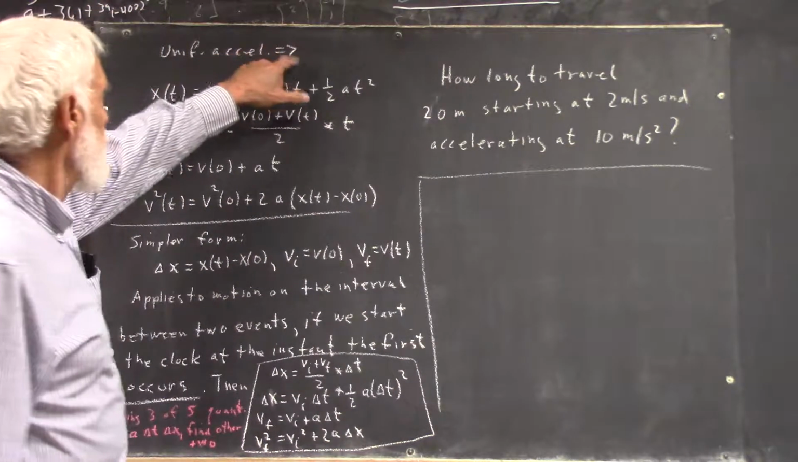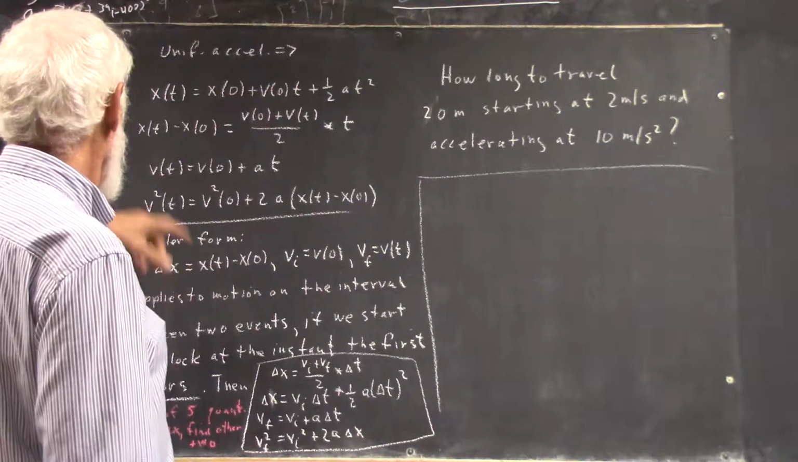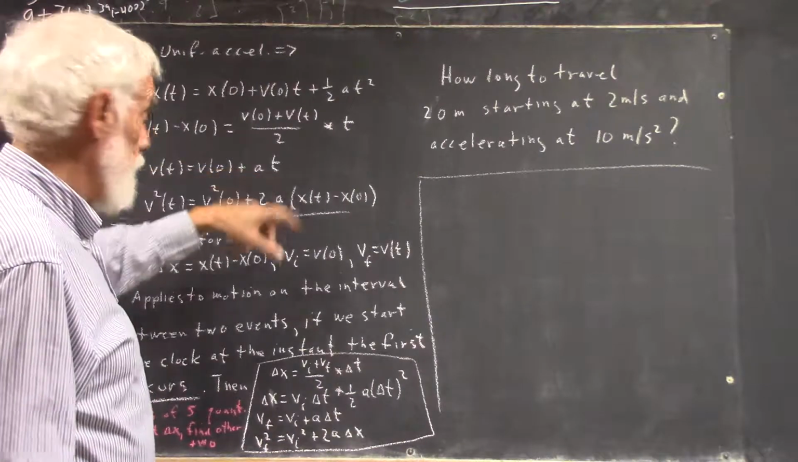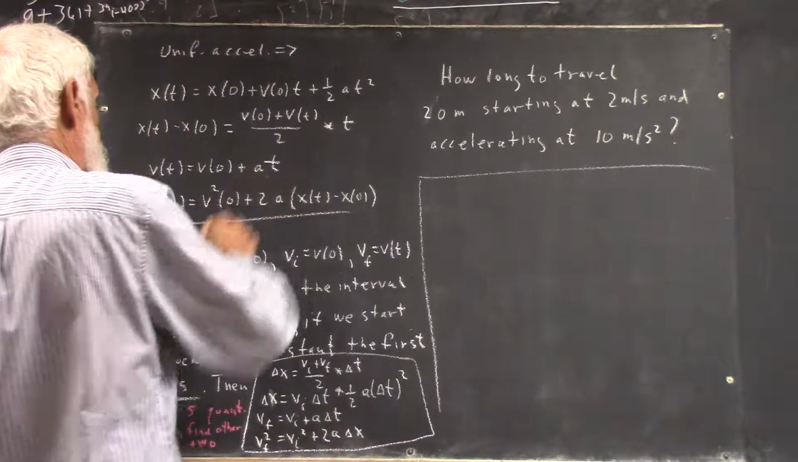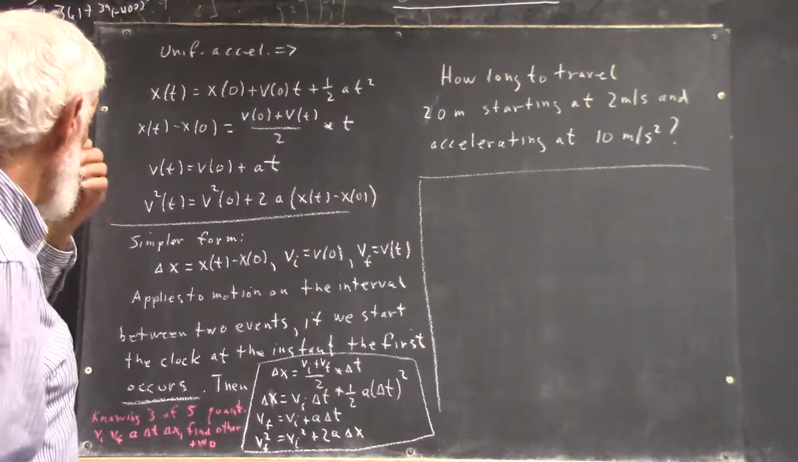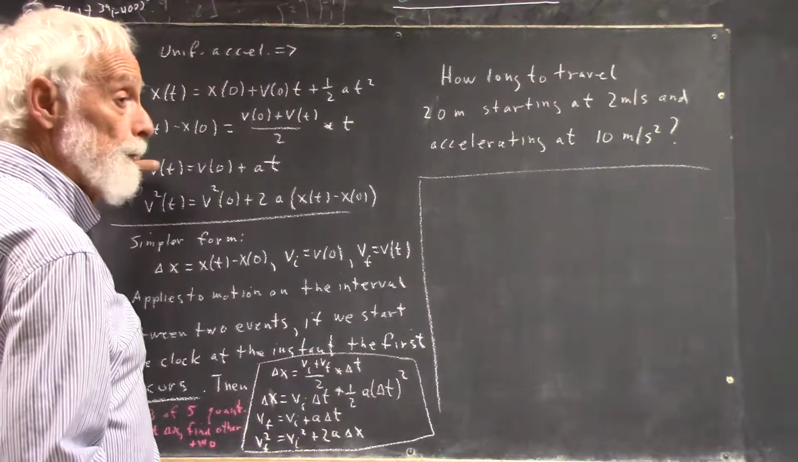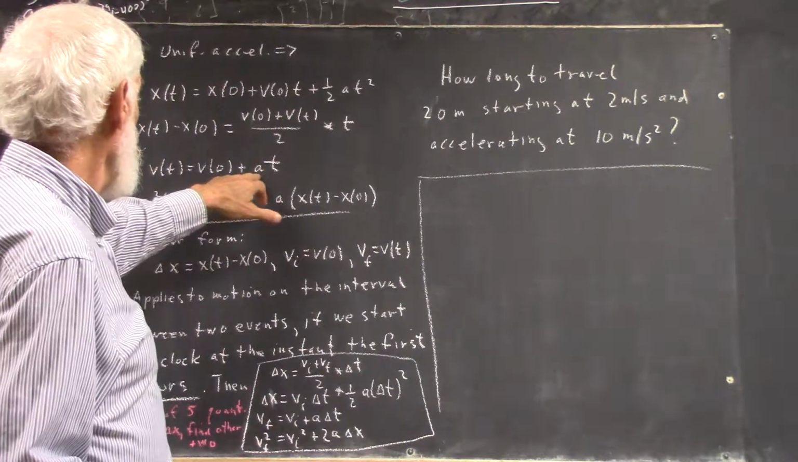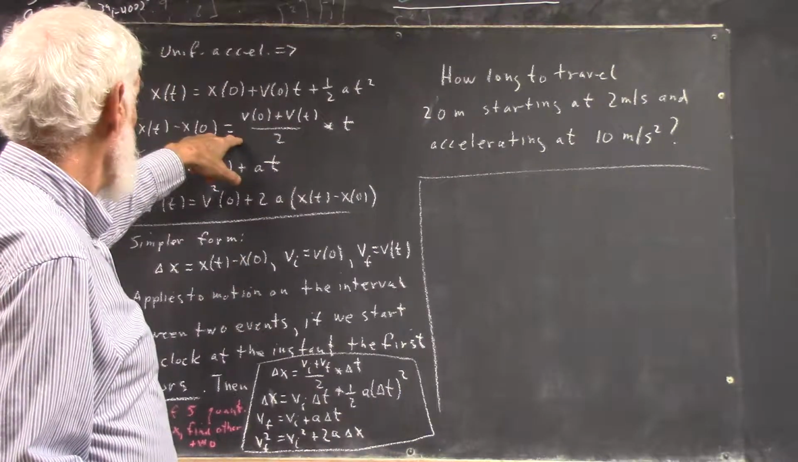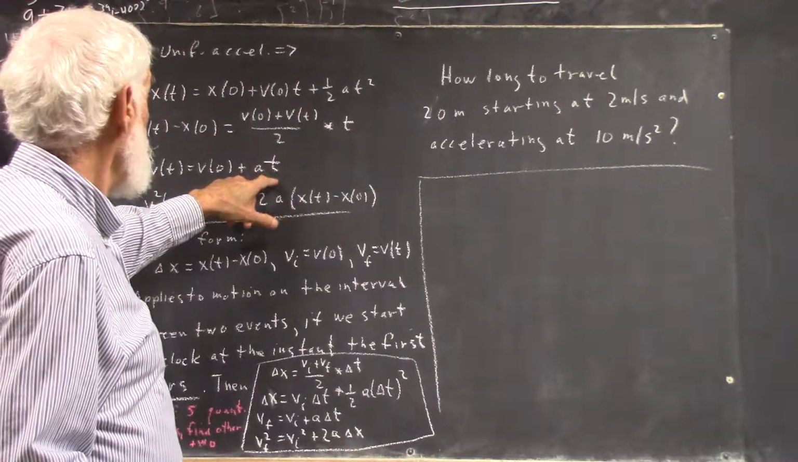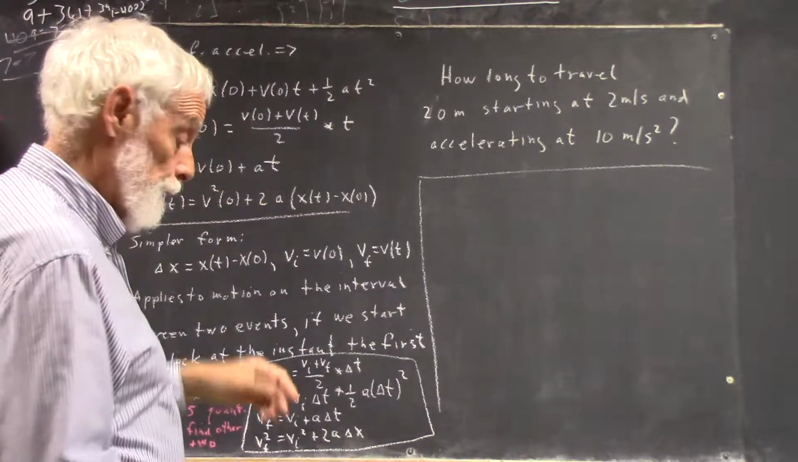Uniform acceleration implies that x of t equals this, the usual thing. Also that v of t is v of 0 plus at, just from the definitions of the velocity and acceleration functions. Combining these, for example, eliminating a between this equation and this equation leads to this equation. Eliminating t between this equation and this equation, you get this equation, just using simultaneous equations.